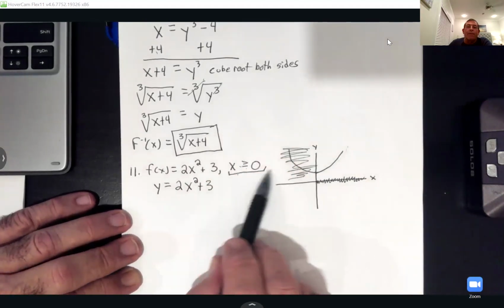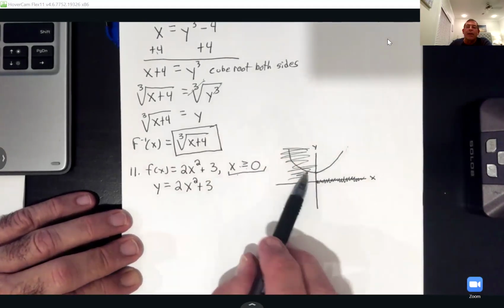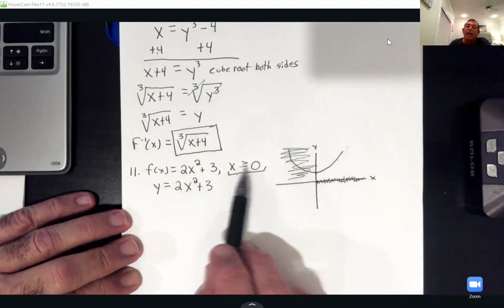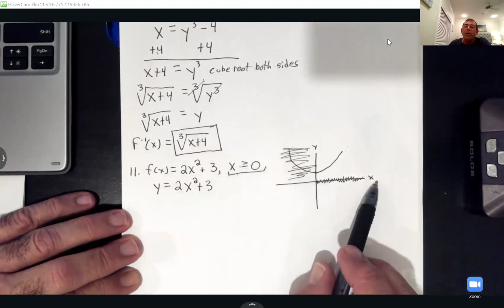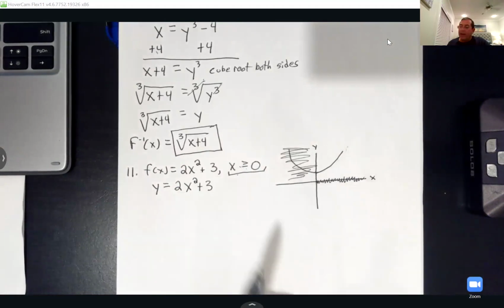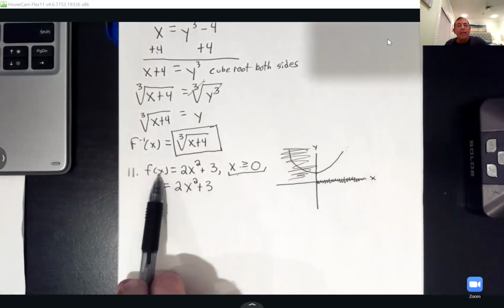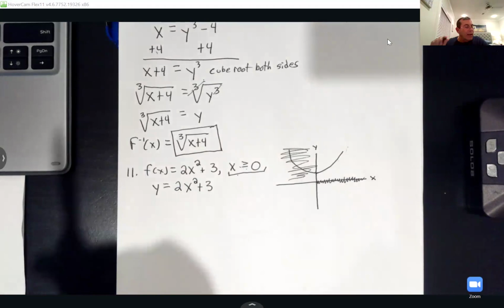Remember, this ain't part of the function. It's just telling me that they only want me to look at the graph from 0 to the right, okay? All right, y'all. So I replace f of x with the y. What do we got to do next?